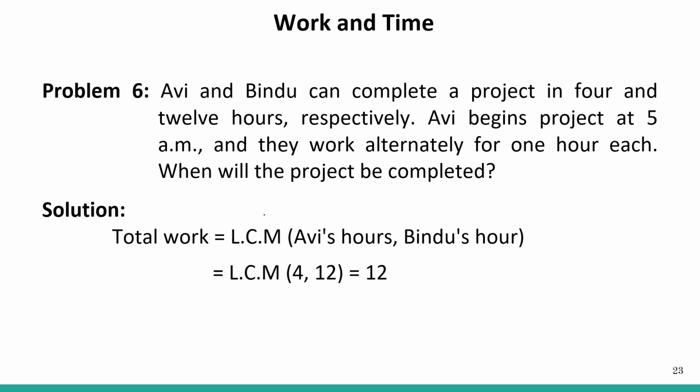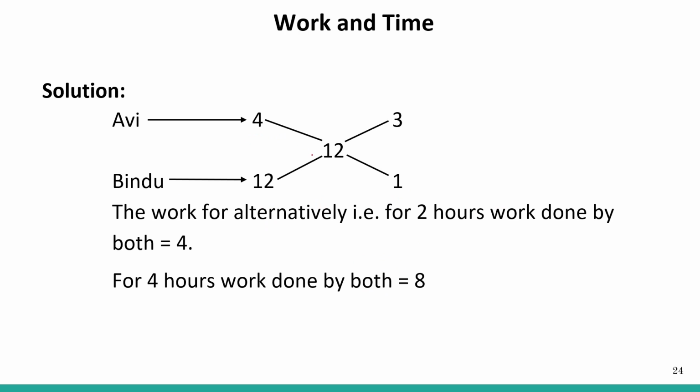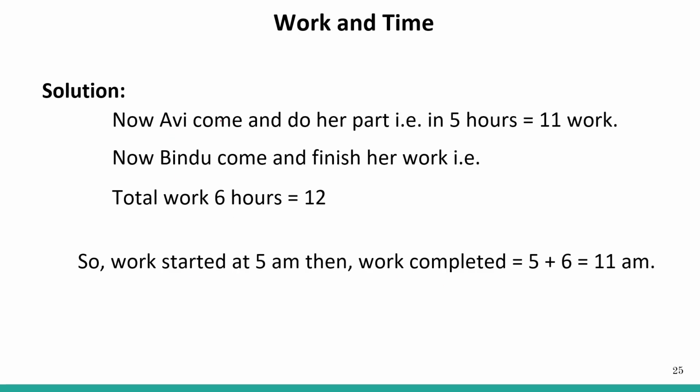So total work is equal to LCM of Avi's hours and Bindu's hours, that is LCM of 4 and 12 is equal to 12, right? So Avi works for 4 hours and Bindu works for 12 hours. Okay, so working alternately, for 2 hours work done by both is equal to 4. So 4 hours work done by both is equal to 8. Okay, now Avi comes and does her part in 5 hours. So 11 work. So now Bindu comes and finishes her work, that is total work is equal to 6 hours, that is equal to 12. Okay, work started at 5 a.m. then work completed. So 5 plus 6 is equal to 11, right?